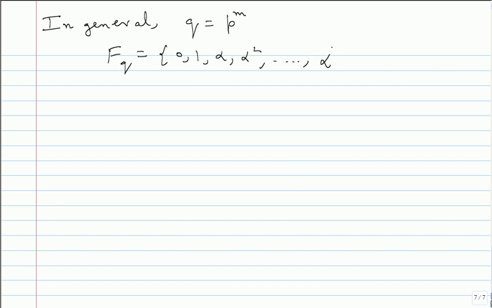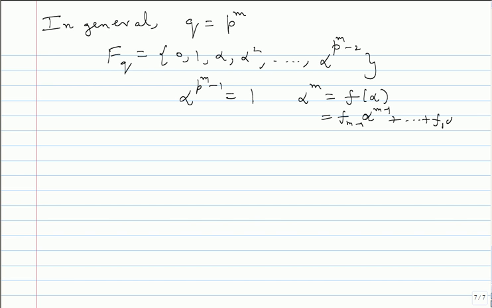So in general, what do we have now? In general, if q equals p power m, Fq will have this wonderful structure. It will be 0, 1, alpha squared, so on till alpha to the power p to the power m minus 2. Okay, alpha power p power m minus 1 equals what? 1, and alpha power m equals some function of alpha. So this would be something like f m minus 1 alpha power m minus 1 plus so on till f1 alpha plus 1. Okay, how did I get this? This would come from my pi of alpha, right? Basically from pi of alpha equals 0, I would get this.